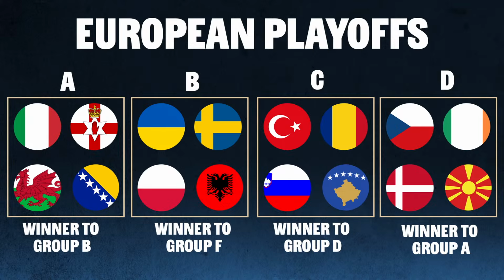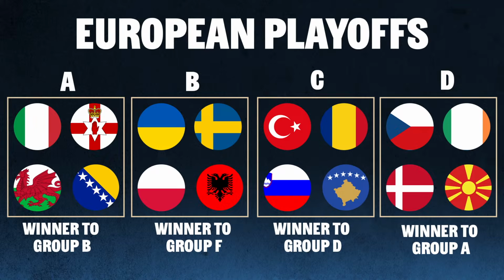Albania has never been to a World Cup. The winner of that playoff will go to Group F, if you follow. This one, I can say succinctly, will go to the U.S. group. The winner of Turkey, Romania will take on Slovakia. Kosovo is looking to go to its first World Cup as a FIFA member. Slovakia last in the World Cup in 2010 in the round of 16, so we'll see who will be in the U.S. group.